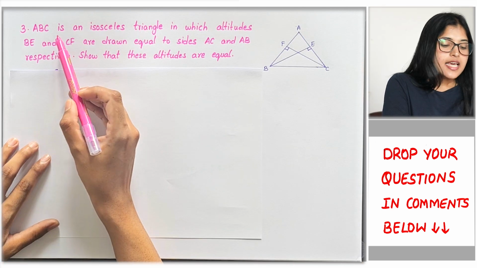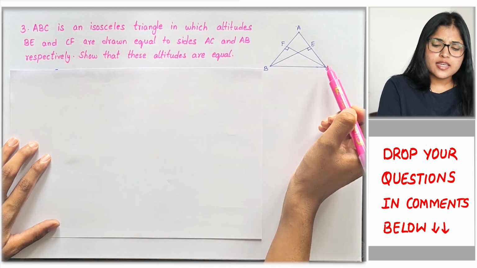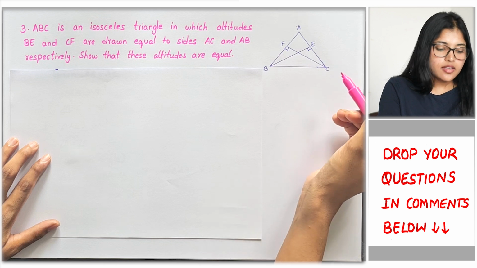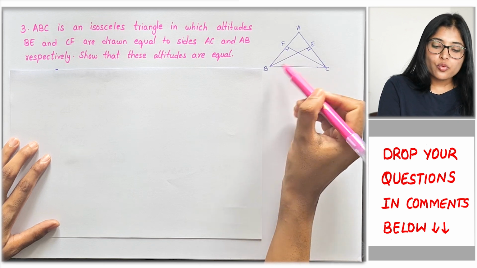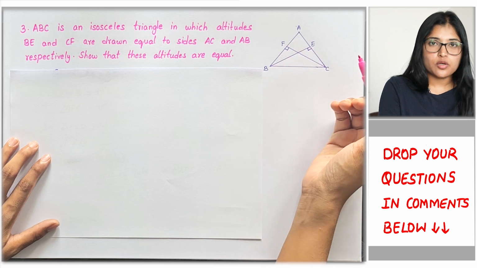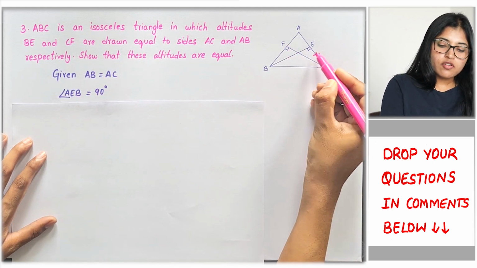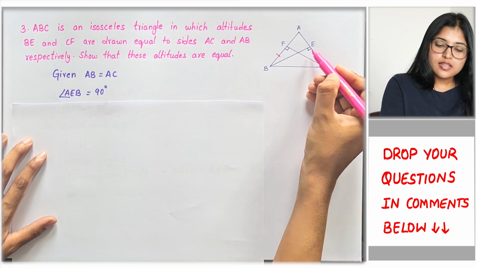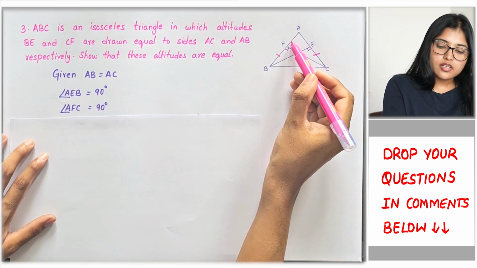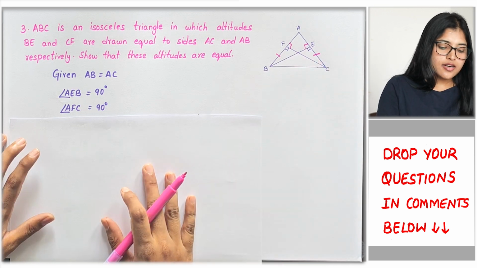Third question says ABC is an isosceles triangle in which altitudes BE and CF are drawn to sides AC and AB respectively. We need to show that these altitudes are equal. I need to show BE and CF are equal. Writing down the given information, AB is equal to AC, AEB is 90 degrees and AFC is also 90 degrees. So this angle will be 90 degrees and this angle will also be 90 degrees.